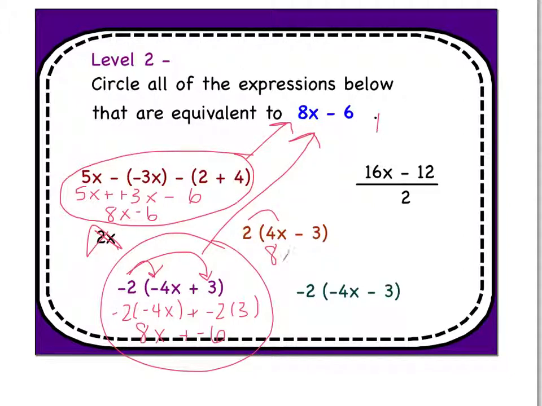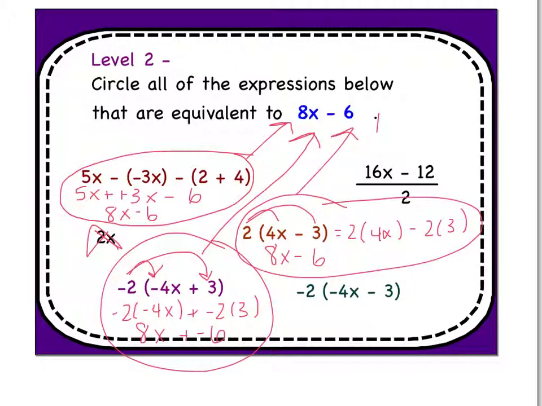Here we have 8x because the 2 shook hands with the 4x. And when the 2 shakes hands with the 3, we get minus 6. So this one also is the same. Here, we've got negative 2 times negative 4x and a minus negative 2 times 3. So we get positive 8x minus negative 6 or plus a positive 6. This one is not the same.